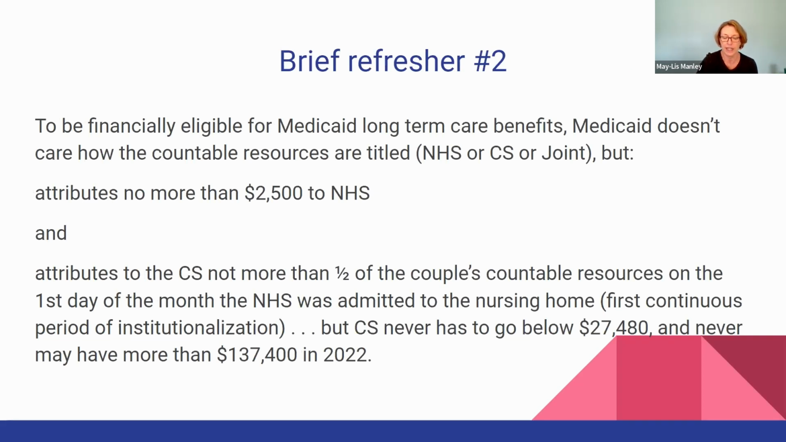So to be financially eligible for Medicaid long-term care benefits, Medicaid doesn't care how the countable resources are titled. And that's what Medicaid is looking at here, the countable resources. They can be in the nursing home spouse's name alone, the community spouse's name alone, or jointly titled.